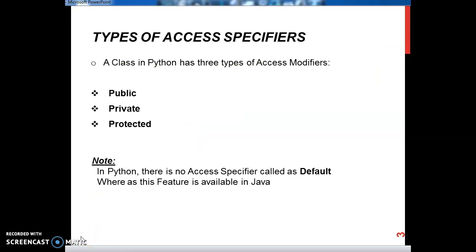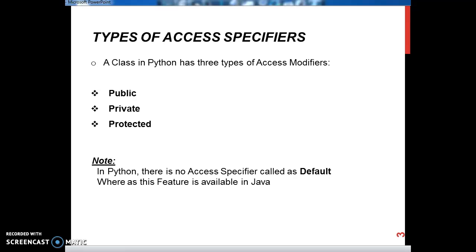Types of access specifiers. The class in Python has three types of access specifiers: public, private, protected. Public: when we declare the variable as public, we can access the variable anywhere in the program. Private means the variable is accessed within the class itself. Protected means when we declare the variable as protected, it is accessed within the same package and outside the class also.